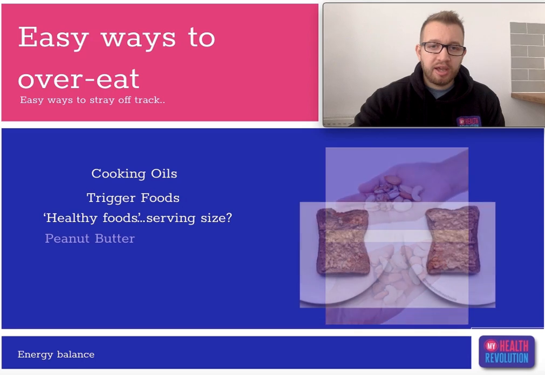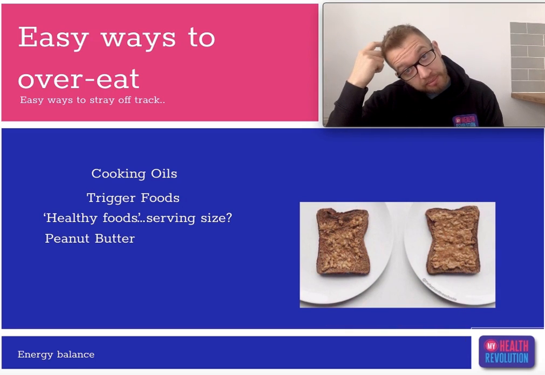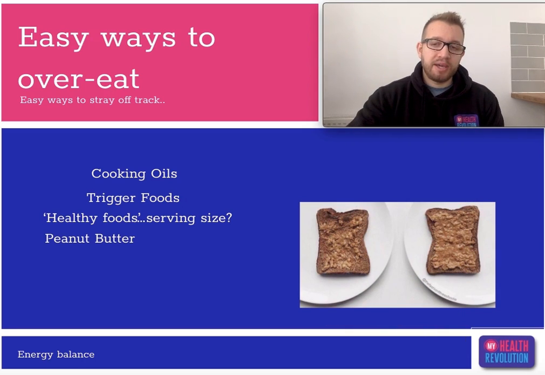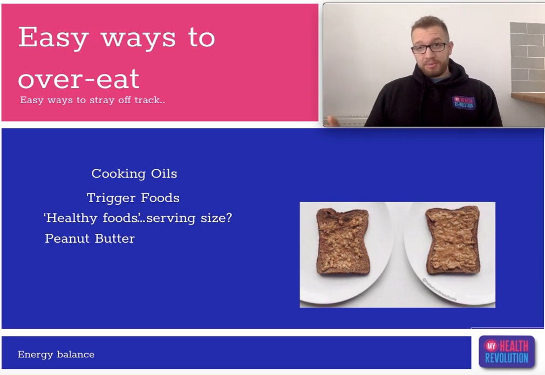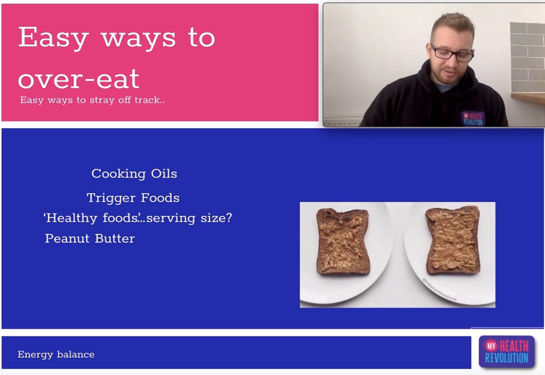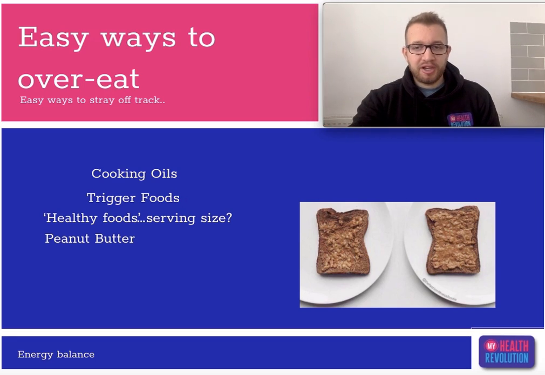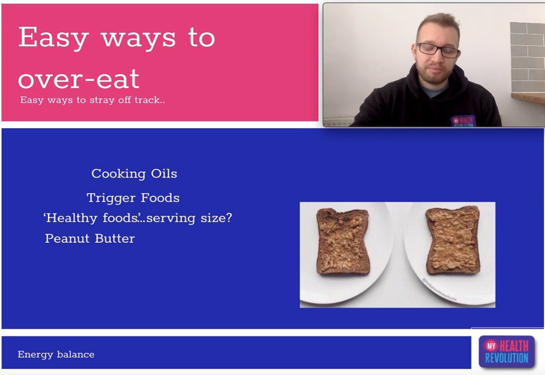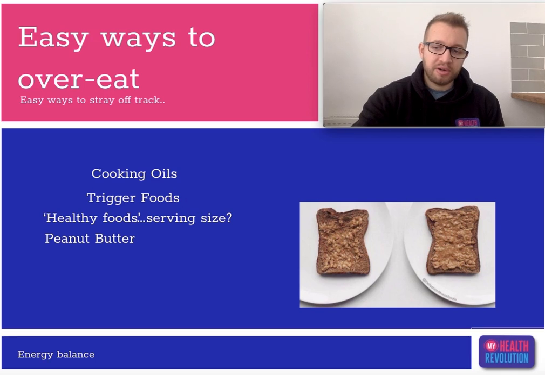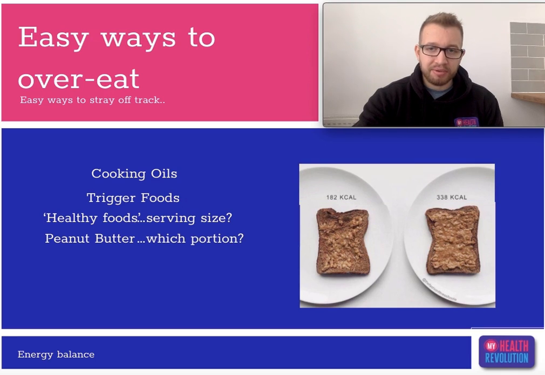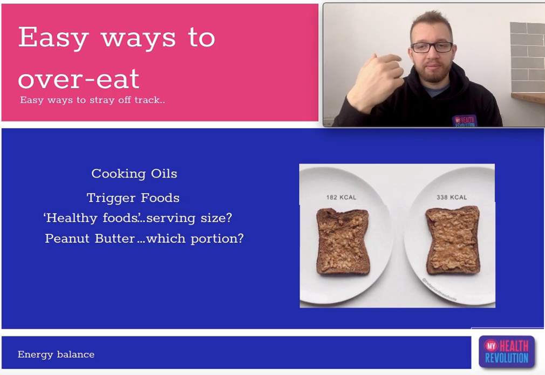Serving sizes and portions are really important, which is another example here of what I'm going to give. So peanut butter, nothing wrong with peanut butter. If you like peanut butter, fine, no issues at all. But on this picture, there's two pieces of toast, obviously one on the left, one on the right. Both have different volumes of peanut butter on, and this is the calorie difference. Okay, so the portion on the left has 182 calories, the portion on the right has 338.